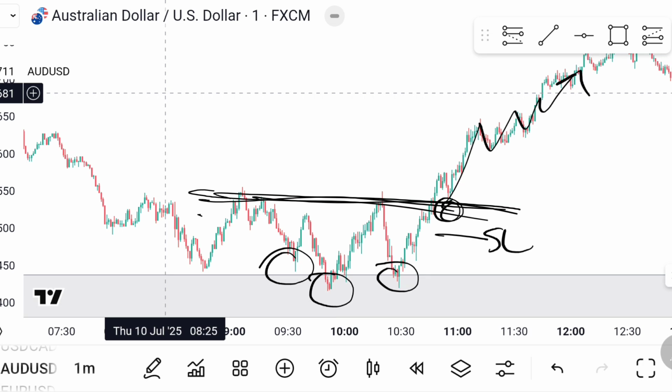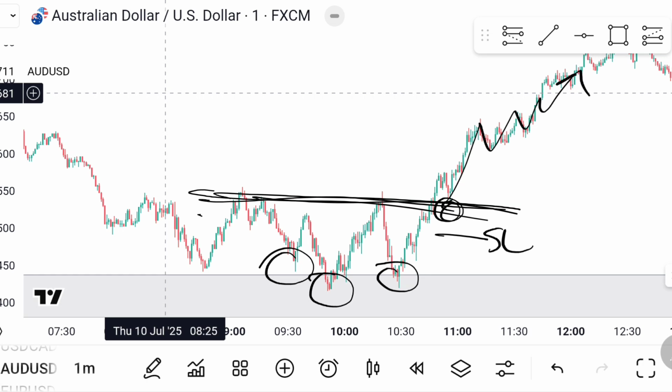Please remember that all these entry confirmation strategies will be used on a lower time frame. If your higher time frame is 15 minutes or 30 minutes, then you have to step down to like 5 minutes or 1 minute time frame in order to get the appropriate entry confirmation strategy that you can use at any given point in time.